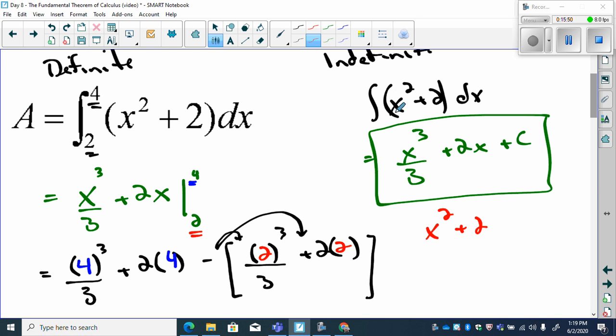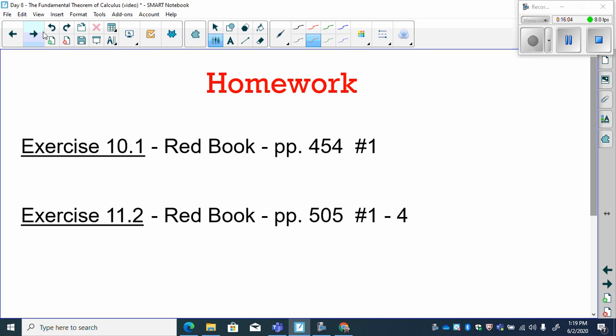So indefinite integrals, you need to write the plus c. Definite integrals, we use the antiderivative where c is 0, and we evaluate capital F at b, and we evaluate capital F at a, and we subtract the 2. These are the questions that you can work on from the textbook.